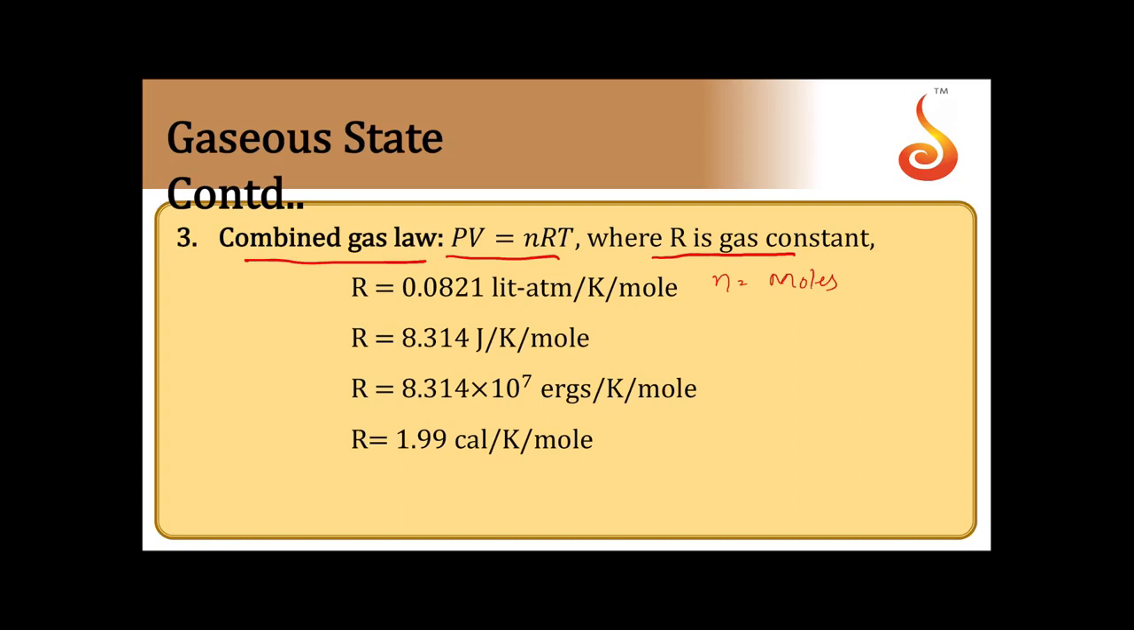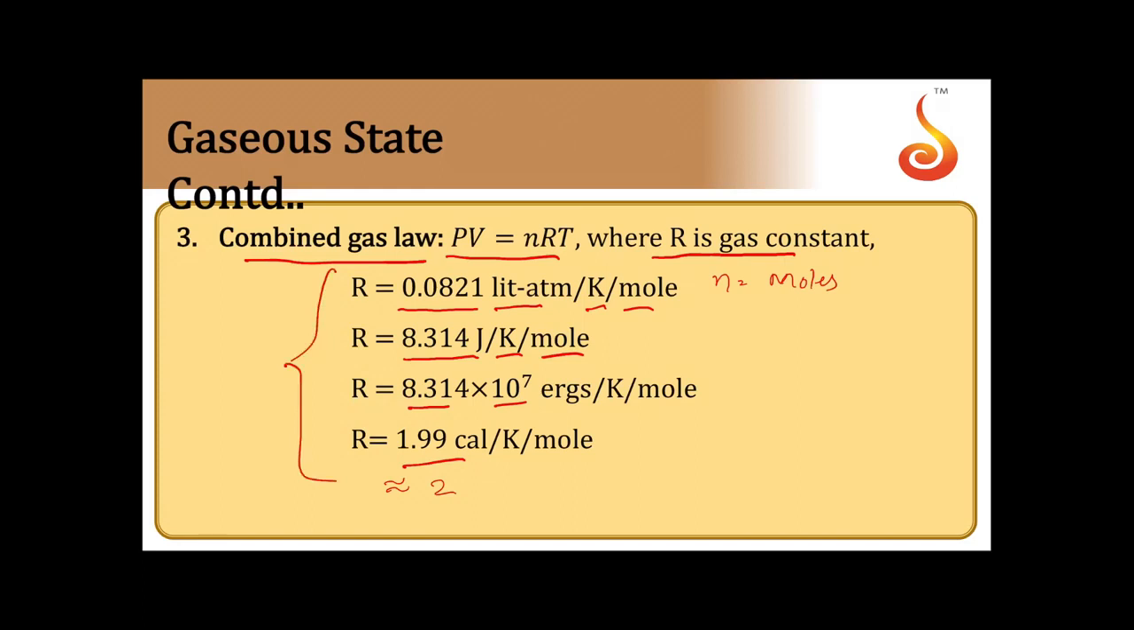R is equal to 0.0821 liter atmospheres per mole per Kelvin. In SI units, R is equal to 8.314 joule per mole per Kelvin. In ergs, it is 8.314 into 10 to the power of 7 ergs. When it comes to calories, the value is 1.99 calorie per mole per Kelvin. While doing problems, the value can be taken as nearly equal to 2 calorie per mole per Kelvin. So these values we need to remember while doing the problems.